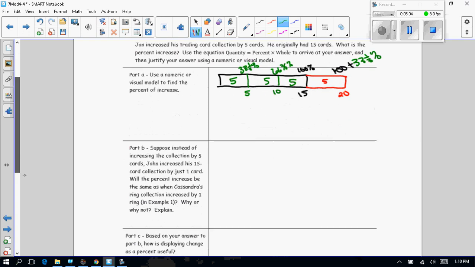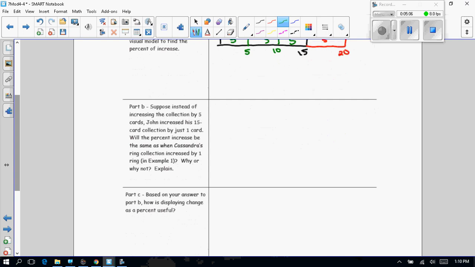All right, let's do this using some algebra, using our quantity, which is equal to the percent times whole. If we plug that in, our quantity, he has what? 5. The percent is what I'm trying to find, so I'll just call that P. And then the whole was 15.